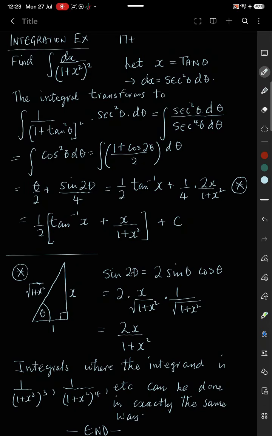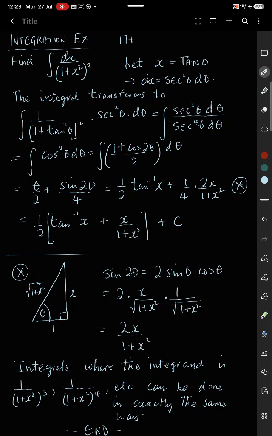Good morning. In this exercise, I'm going to do an example on integration suitable for years 17 and above. And the integration is the integral of dx over (1 plus x squared) all squared.